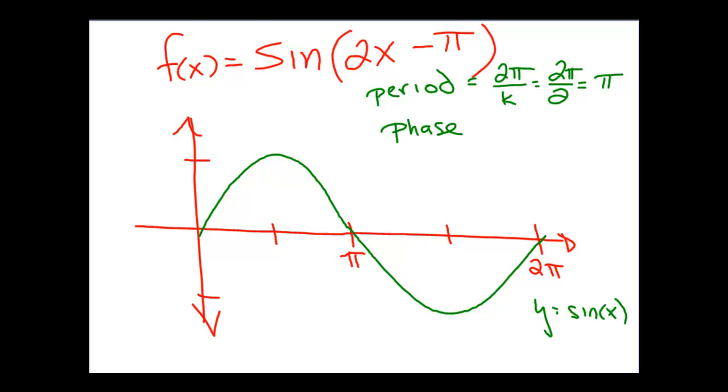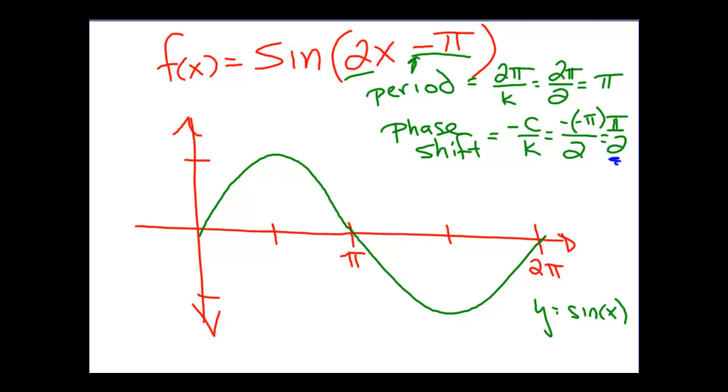But our phase shift also changes. Our phase shift, recall, is going to be minus c over k. C in this case is minus pi, so we have minus and minus pi. And k is 2, so we have minus negative pi over a k value of 2. And that's going to lead us to a phase shift of pi over 2. Now the minus sign in this formula for phase shift was chosen to correct for the fact that it's always in the opposite direction. So the fact that we end up with a phase shift here of pi over 2 that is positive tells me that my graph is going to be shifted to the right. You can also get that from the fact that this was a negative value here as well.